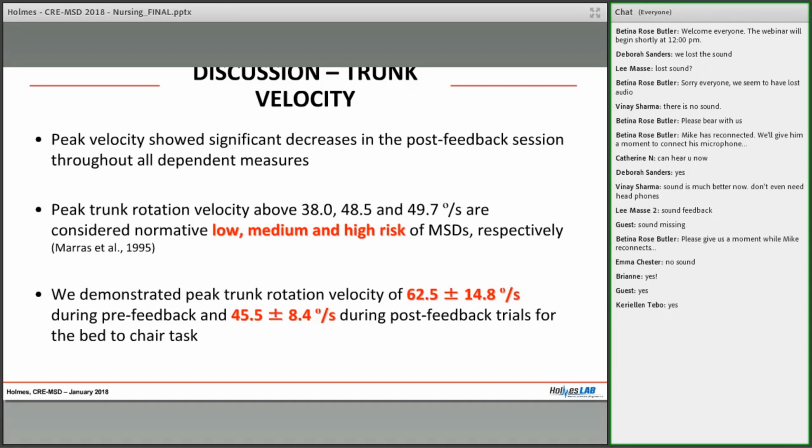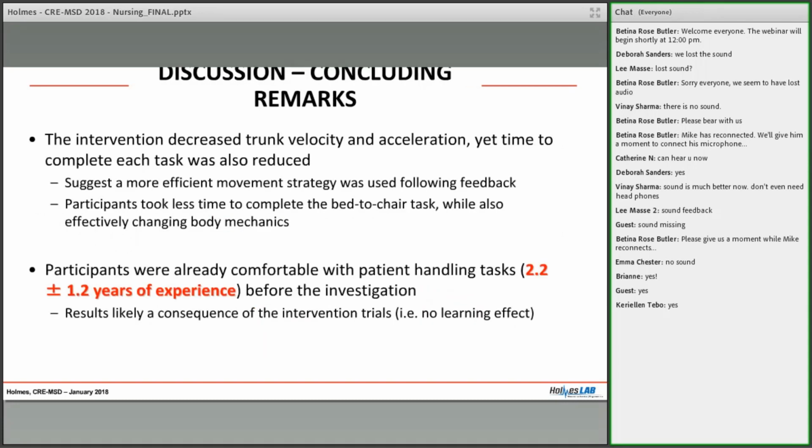And our peak trunk rotation velocity pre-feedback would have been classified as a high-risk category. And we were able to get that down to the medium risk category with our post-feedback trials, in particular for the bed to chair task.